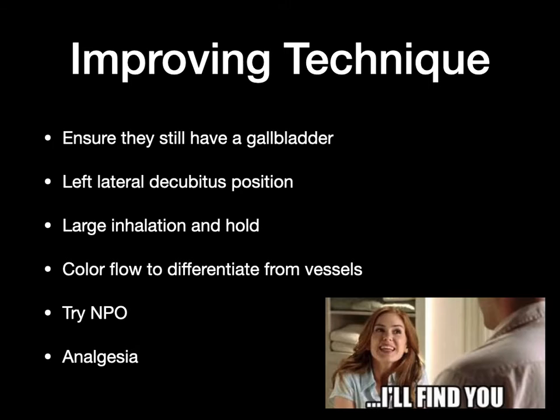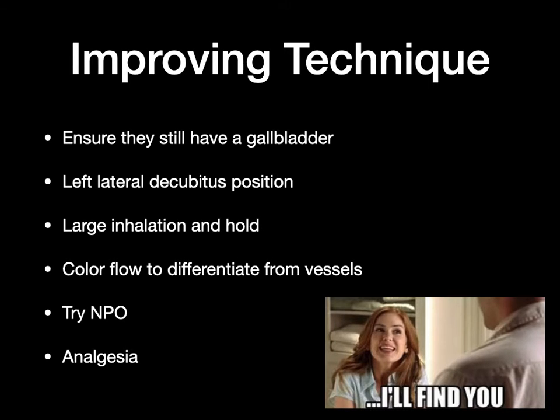Second, place the patient in the left lateral decubitus position to allow gravity to help you by bringing the gallbladder out from under the liver and towards the abdominal wall. Also, if the patient can cooperate, ask them to take a large inhale and hold. This will contract the diaphragm and push the gallbladder inferiorly out from under the rib cage.